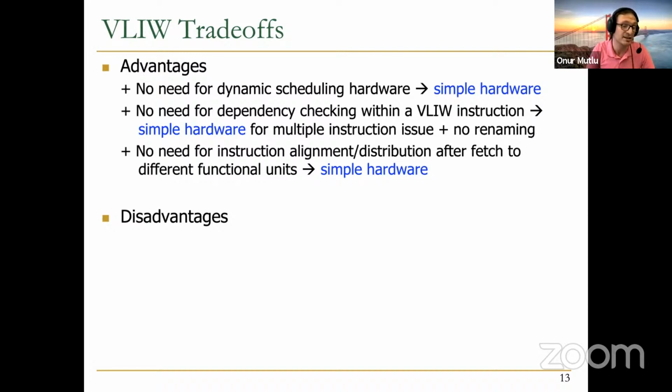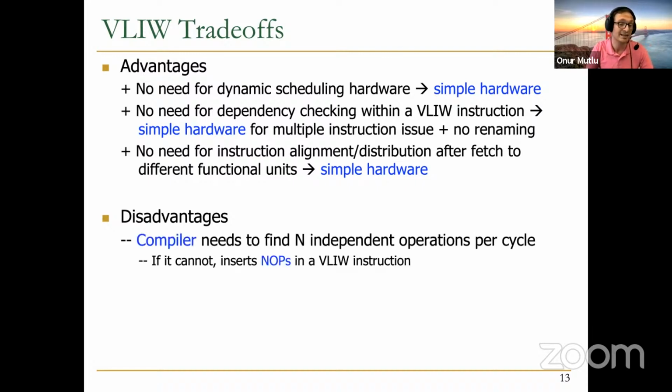But of course, this leads to a big disadvantage. Now the compiler, or the programmer, needs to find n independent operations per cycle. And if it cannot, they insert no ops in a VLIW instruction. And you already know the big downsides of no ops, right? Basically, you lose parallelism. Your machine is 28 wide. You're executing 2 instructions because you cannot find parallelism that is 28 instructions wide, let's say. This leads to parallelism loss. It also leads to code size increase because no ops need to be encoded somehow in your instruction set architecture.